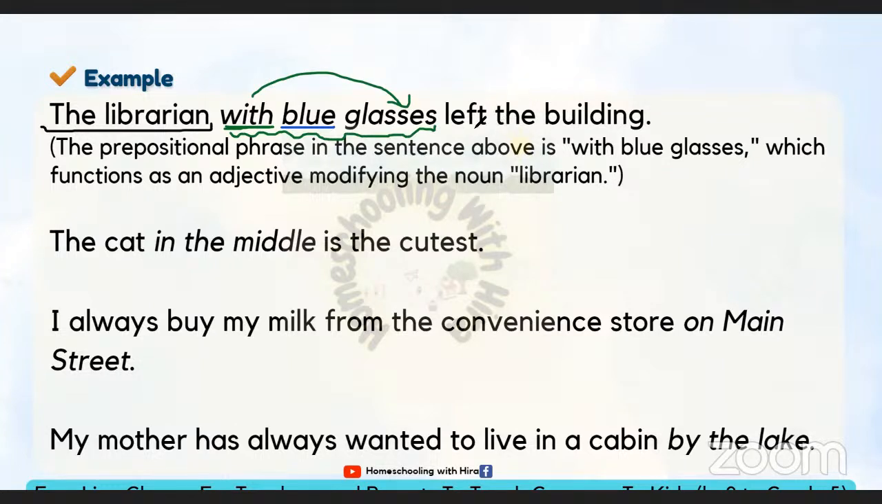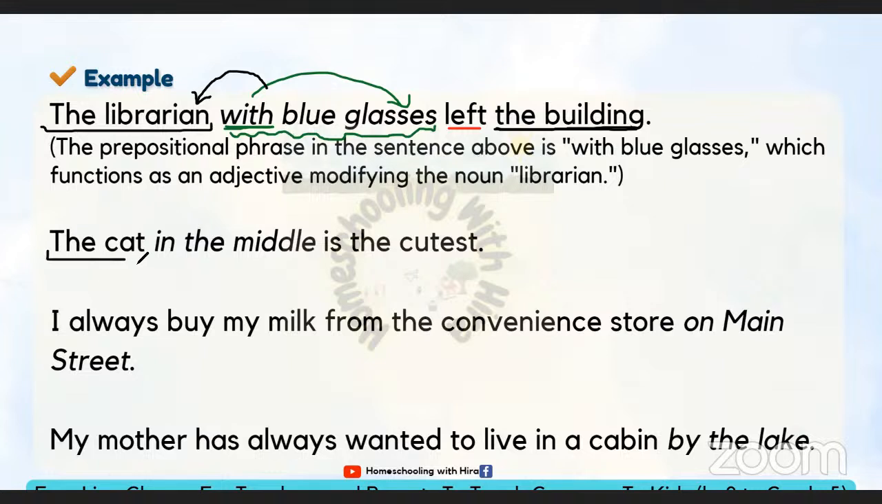Left the building. Left is a verb. And once again, the building is a noun phrase. The librarian with blue glasses left the building. Now, this prepositional phrase is giving us the information about who, about the noun, about the librarian, right? So if a prepositional phrase is giving you the information about a noun, it is an adjectival phrase. Okay? Let's see this example.